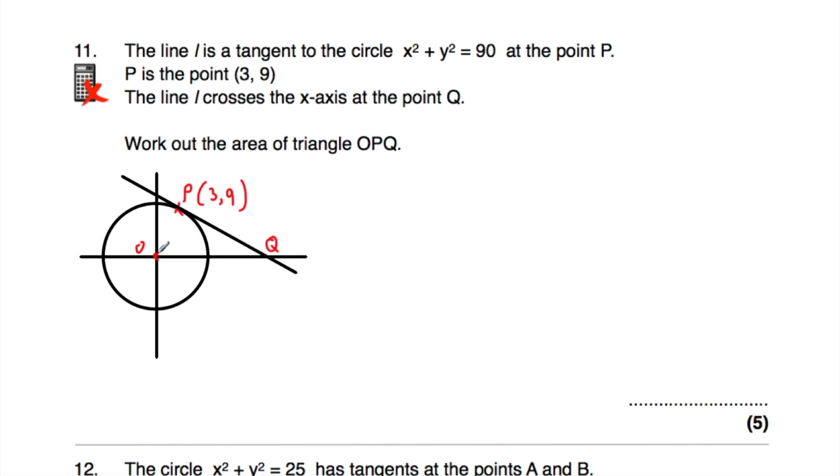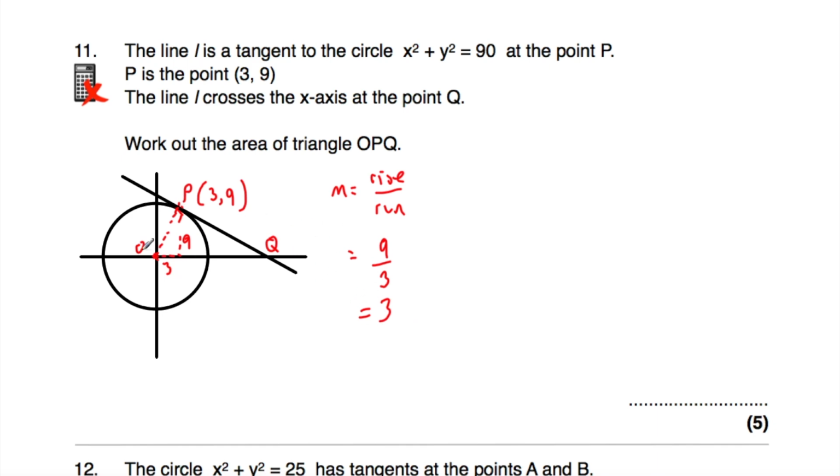So let's find the equation of the tangent. To find the equation of the tangent, I'm going to find the gradient of the radius, OP. And for that radius, we'll do rise divided by run. So m equals the rise divided by the run. To get from the origin to P, we would go across 3 and up 9. So we would do the rise, which is 9, divided by the run, which is 3, and 9 divided by 3 is 3. So the gradient of the radius is equal to 3.